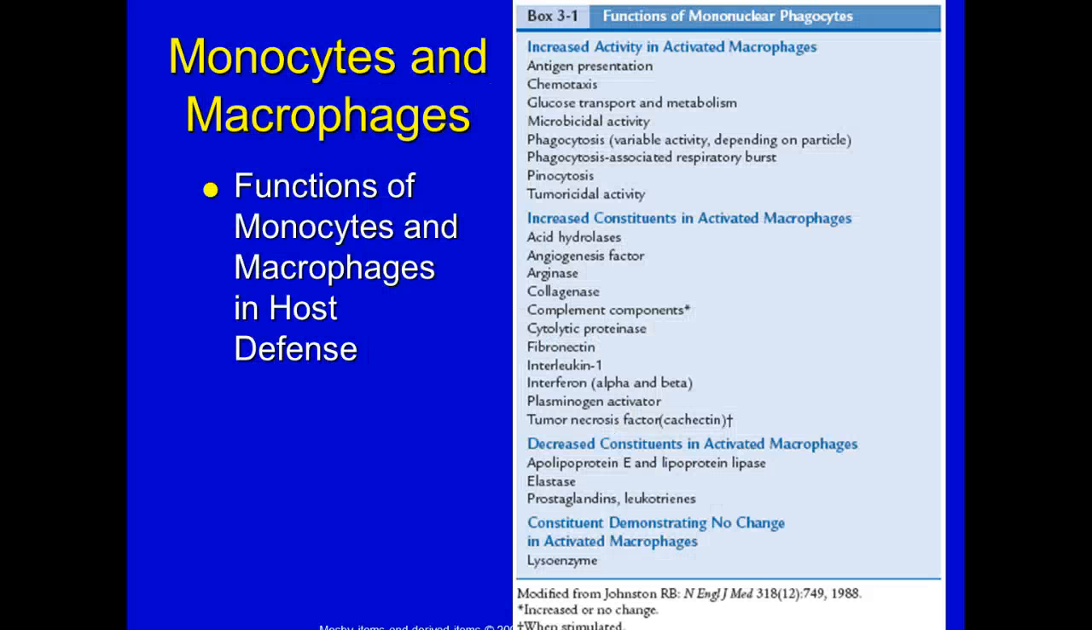The functions of the monocytes and macrophages in host defense, make sure you memorize this list. I'm kidding. It's just an example of some of the things that happen. If you have increased activity in activated macrophages, some of these things might be taking place. Antigen presentation, chemotaxis, etc. Increased constituents in activated macrophages, some other things that we find. It's just a big list of different chemicals that help with the destruction. So do not memorize this. I was totally kidding.